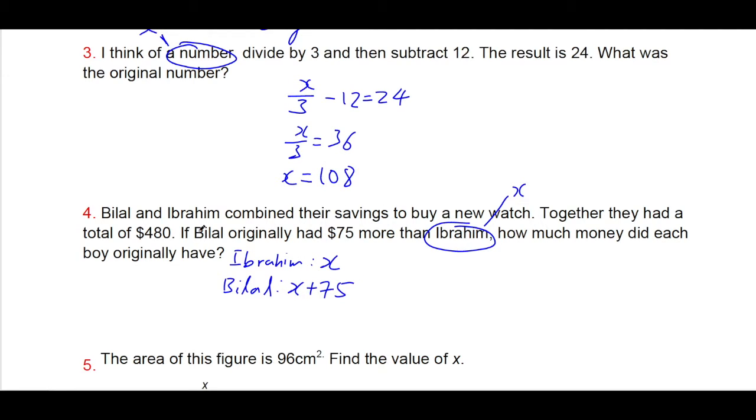Now we know that when they combine their savings, they have $480. So if I combine the amounts that they have, it is 480. So I can just write x plus x plus 75 is equal to 480, right? Hopefully this part makes sense. Then you just solve for x. So 2x plus 75 is equal to 480.